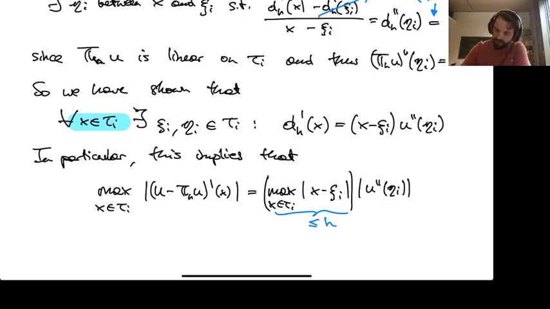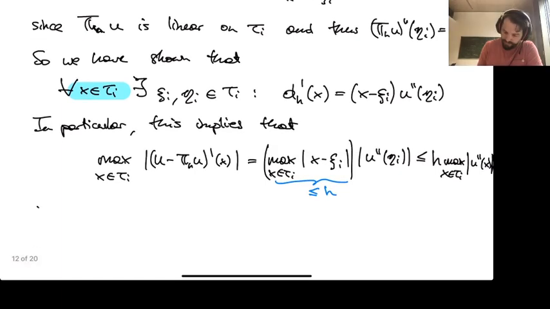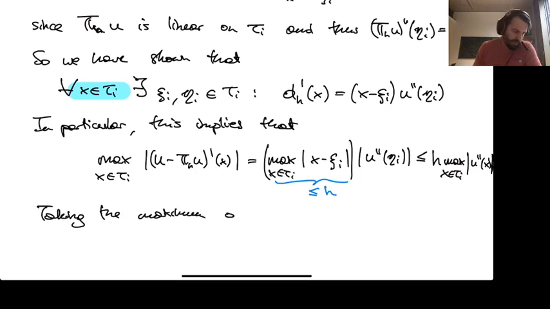And so we have in total proved that the maximum of this first derivative of the interpolation error is less than or equal to h times the maximum of x in tau I of the second derivative of u on that interval. And then finally we just need to take the maximum over all tau I. So taking the maximum over I equals 1 to n leads to the result.